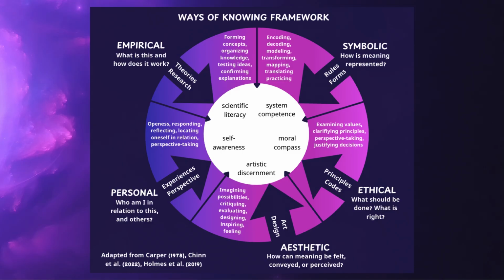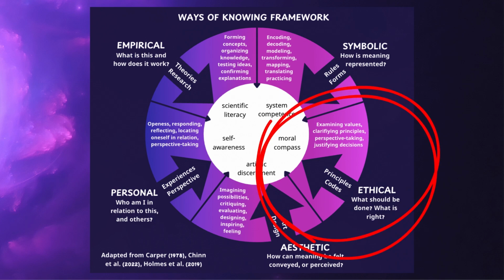The ethical way of knowing asks, "What should be done? What is right or responsible?" The aesthetic way of knowing asks, "How can meaning be felt, conveyed, or perceived?" And the personal way of knowing asks, "Who am I in relation to this and to others?" For example, ethical knowing develops through examining values, clarifying principles, taking different perspectives, and justifying decisions related to norms or codes of conduct. Through this process, learners begin to develop a moral compass within the discipline.